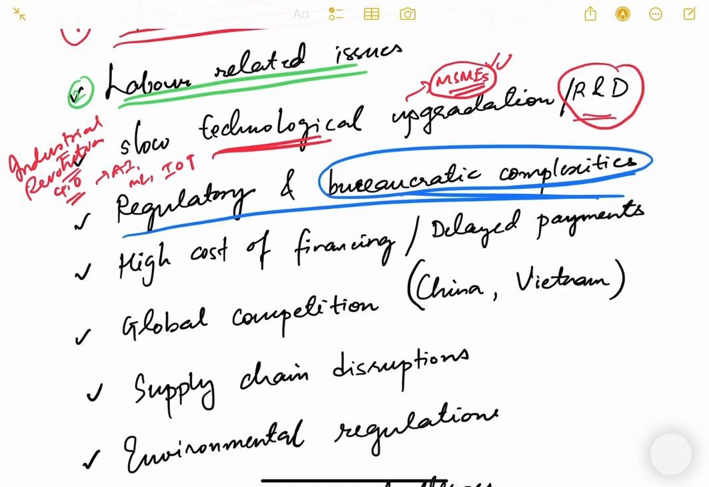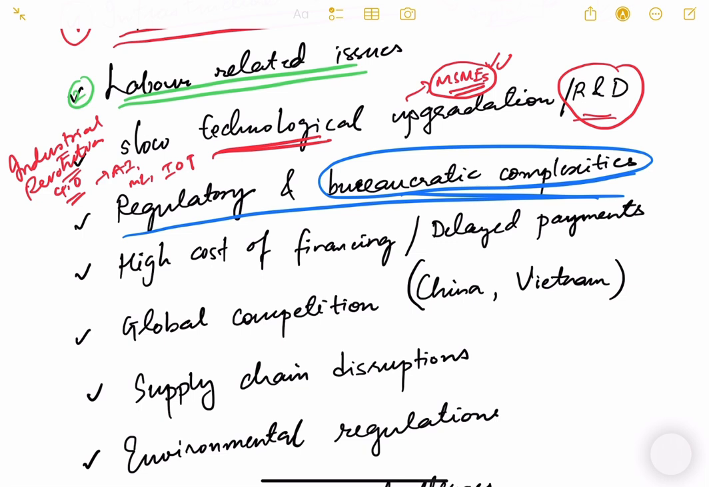There are taxation issues also. While the Goods and Services Tax, the GST system, has simplified the tax to some extent, many manufacturers still face issues with compliance, refunds, and interpretations of GST rules. Because the rules are complex, it is difficult to interpret them and to make compliances.